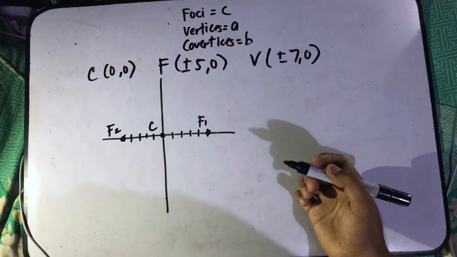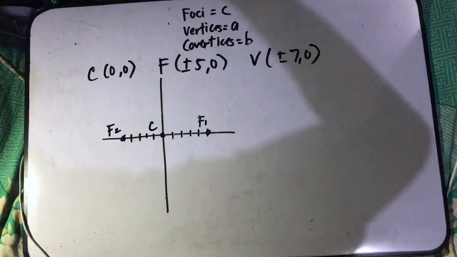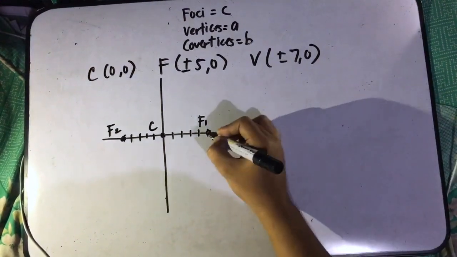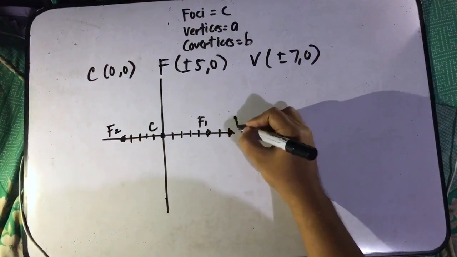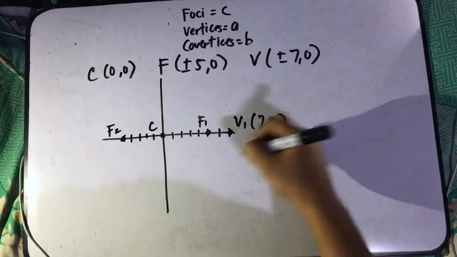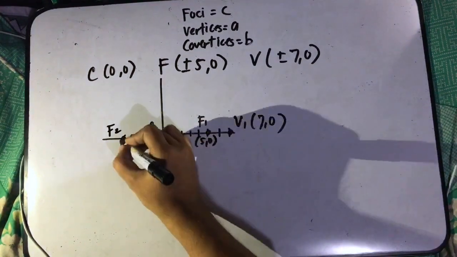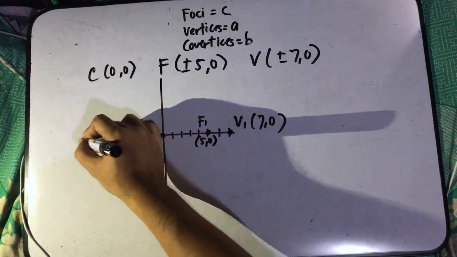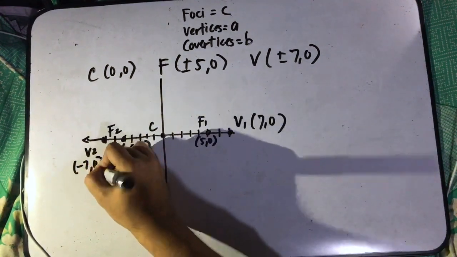Where are the vertices? So, asan kaya yung mga vertex natin? It is located at plus minus 7, 0. 5, 6, 7. Sorry. So, here is V1 located at 7 and 0. F1 is located at 5 and 0. F2 is located at negative 5 and 0. Therefore, V2 is located at negative 7 and 0.